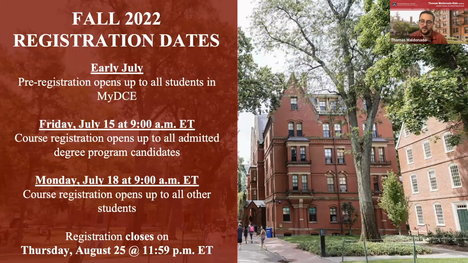And a final reminder, please, important dates, since fall registration is fast approaching. Pre-registration, like I said, is hopefully opening at the end of the week, but it will open before July 15th ultimately. July 15th is when admitted degree candidates will be able to register in courses for the fall starting at 9 a.m. And then on Monday, July 18th at 9 a.m., course registration will open up for all of your students. And please do not forget that registration closes on Thursday, August 25th.